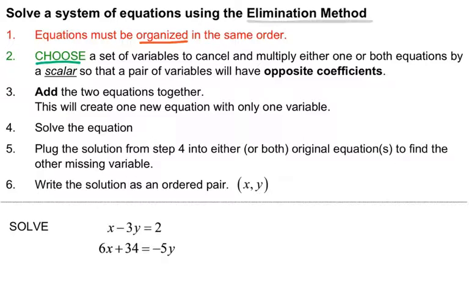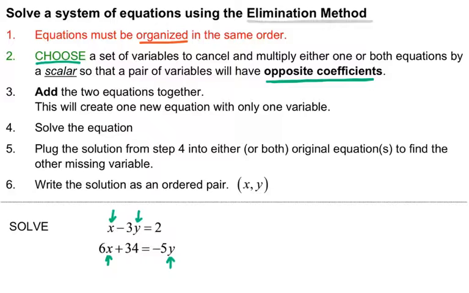We have to choose a set of variables to eliminate. So you'll notice we have x's and we have y values, and these equations are not organized. We choose either to eliminate x or eliminate y. When we do that, we are going to multiply by some scalar. A scalar is a multiple, so we're going to multiply by a scalar so that we have opposite coefficients.